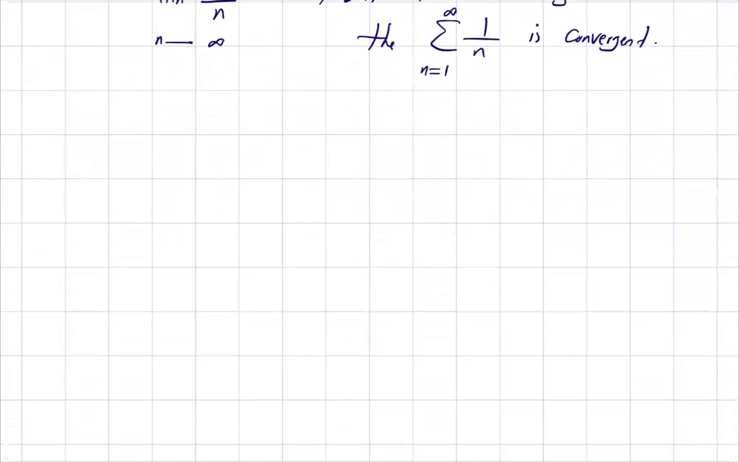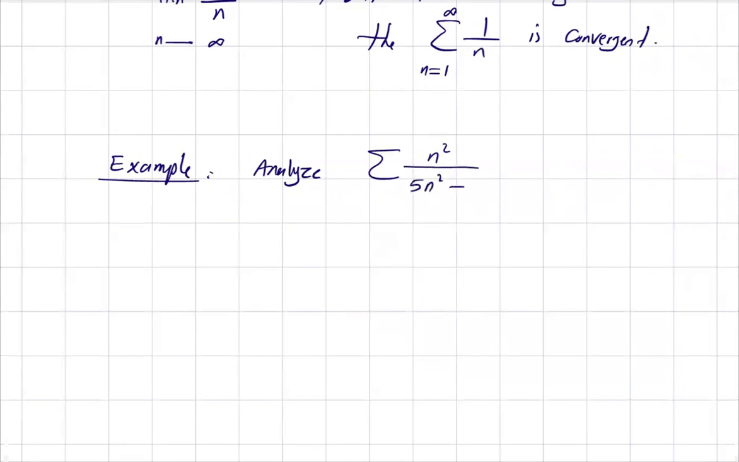Example for you. The question says, analyze the following series, the summation of n squared divided by 5n squared plus 4, starting from 1 and going to infinity. Well, an, or the general term, is equal to n squared divided by 5n squared plus 4.